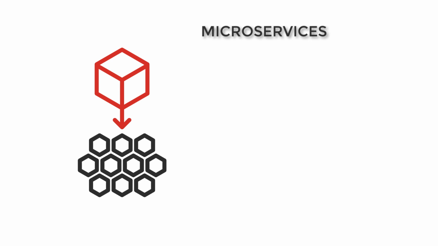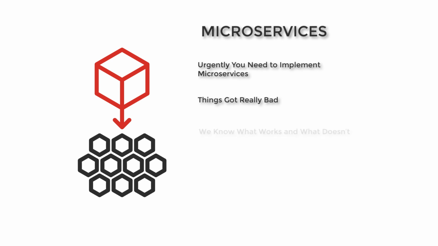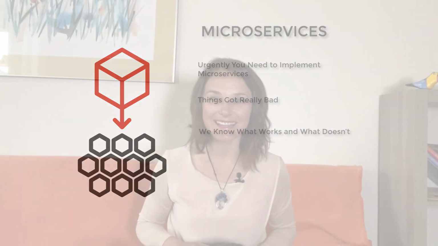You might have heard stories about how cool microservices are and how urgently you need to implement them. Or you might have heard stories about how some specific company tried to rewrite a monolithic app into microservices and how things got really bad. Microservices have been around for more than 10 years now. We are moving from the child era to the grown-up era. We know what works and what doesn't. This video will help you avoid common mistakes developers make when switching to a microservice design approach.